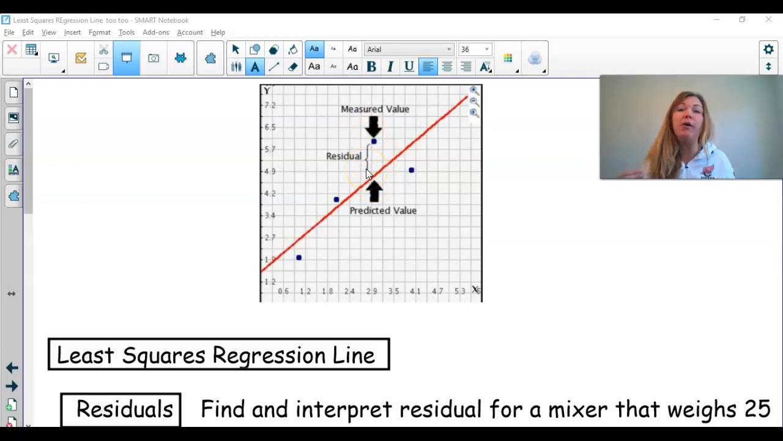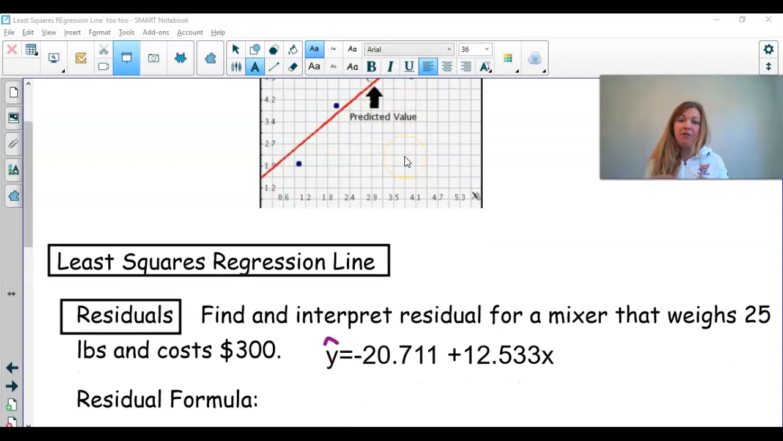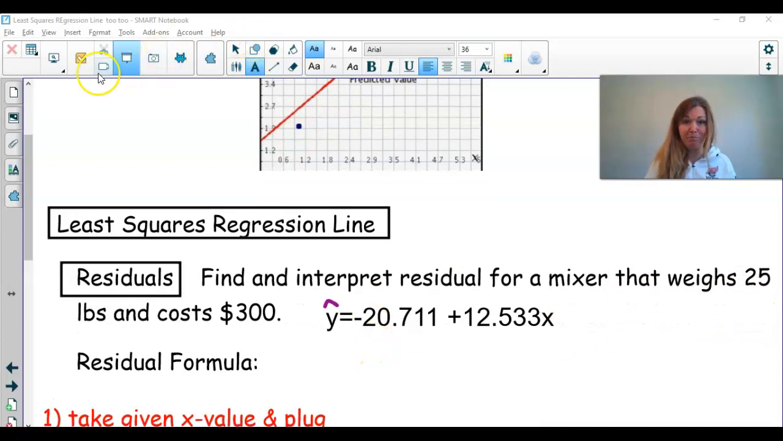So I want to show you how to find that residual right now, because you are expected to find that difference and know how to find that difference. So our example is here: find and interpret the residual for a mixer that weighs 25 pounds and costs $300. This equation is based off what we've been doing in the previous videos, okay? We have y hat is equal to negative 20.711 plus 12.533x. Our goal right now is to find the residual for a mixer that weighs 25 pounds and costs 300.